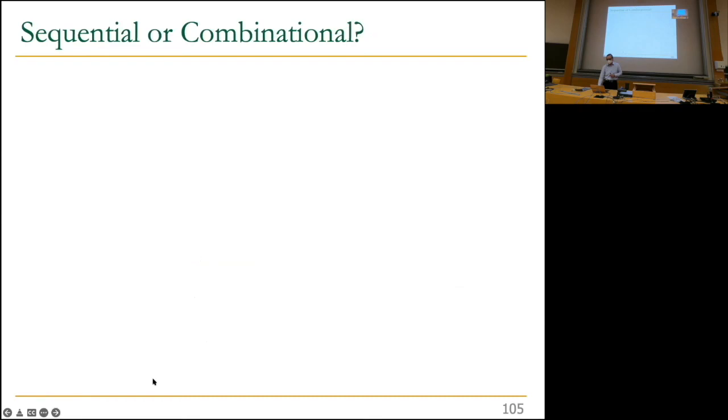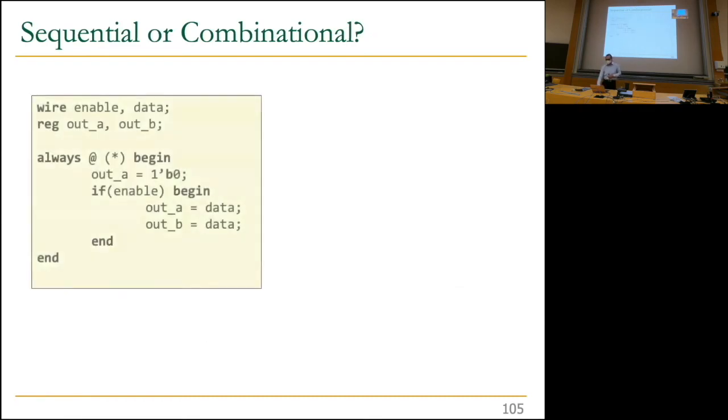So let's take a look at some examples. Are these sequential or combinational? Maybe I'll ask you. Anybody quick enough to look at this code? This is the always block, as you can see. There are two outputs, out A and out B. Anyone? Yes? You say combinational. Any other takers? Yes? Why? Exactly, yes. That's the reason.